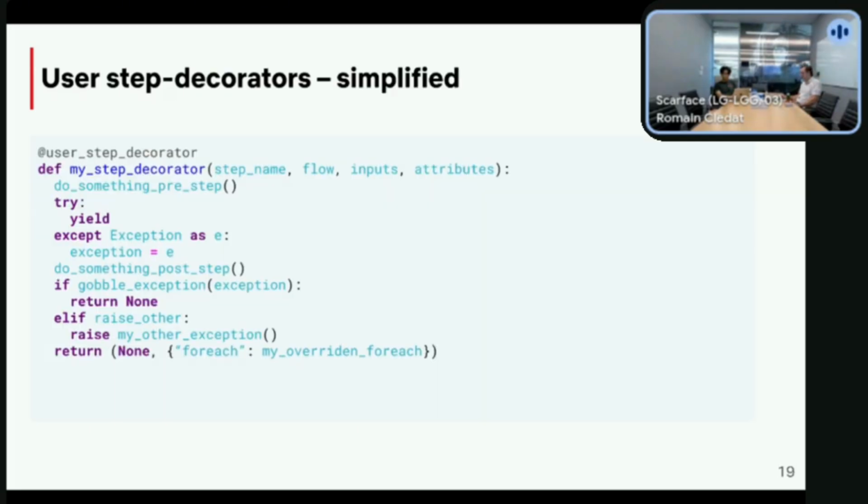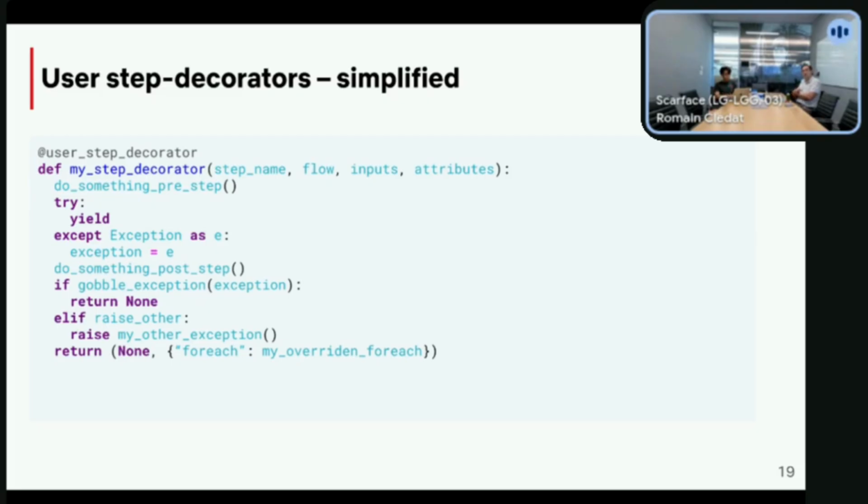So we made a simpler version, as I was mentioning, using effectively this decorator called @user_step_decorator, where you can define your step decorator. You have the same kind of thing, the step name and the flow and the inputs, if you're like a join step. You have this additional argument, which is attributes, which is everything that was passed in the initializing of the decorator as kwargs.